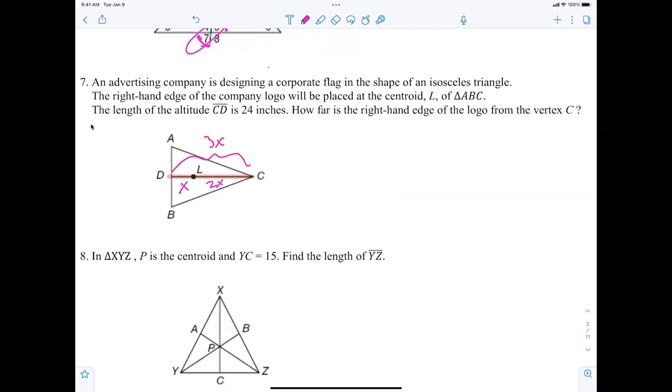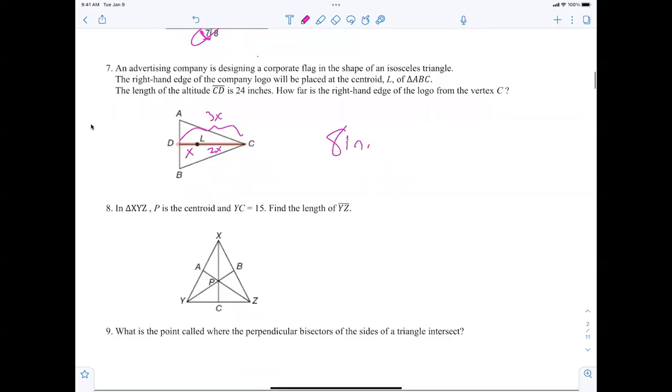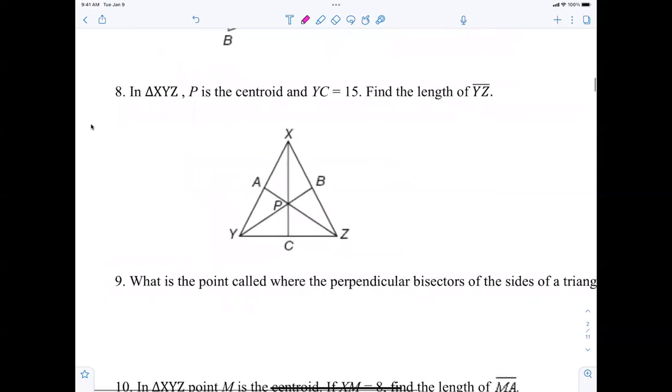Right, now again, does everybody understand what I'm saying? This is just a fact, right? There's no math there. You have to remember, whenever you have the centroid, the centroid is x units away from the side of the triangle and 2x away from the vertex. That's what that means. So we said 8 inches. All right, so now we have a centroid.